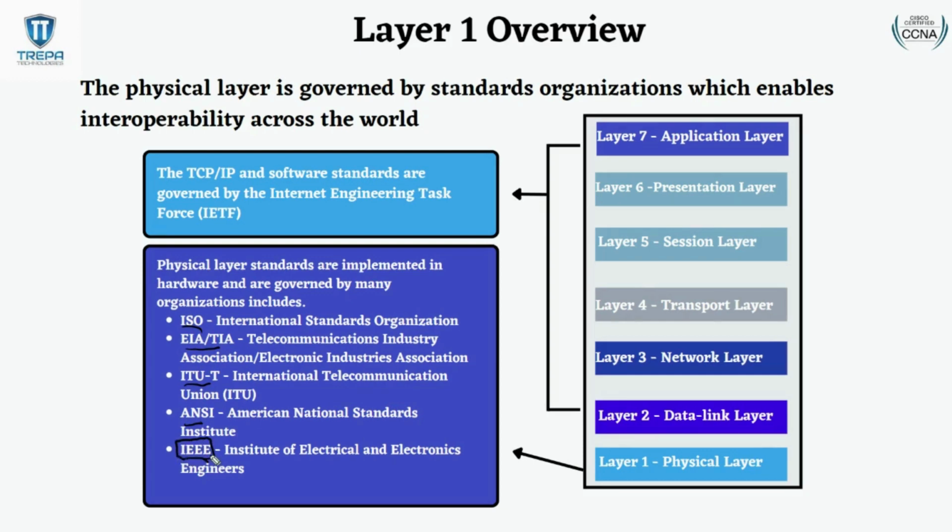Different IEEE standards. Whereas the TCP/IP stack and software standards are going to be governed by the Internet Engineering Task Force. So you kind of see in an OSI model here that layers 2 through 7 are going to be managed by the IETF. And then layer 1 is going to be managed by all these different standards of engineering, right? Big one being the IEEE standards.